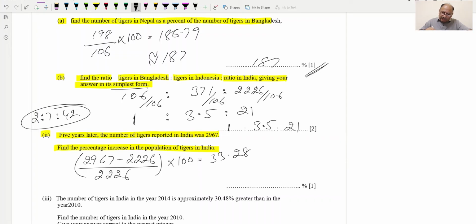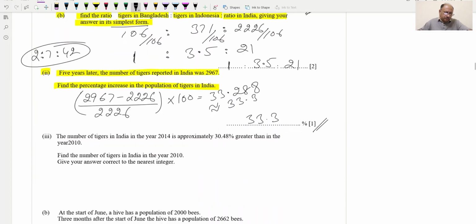Always check in which format they are asking for the answer: two significant figures, three significant figures, one decimal place, whole number, nearest something, because that is also very important, otherwise you will be losing marks if you are not providing the proper format. If nothing is written, then you can provide three significant figures. So this will be 33.3 percent.